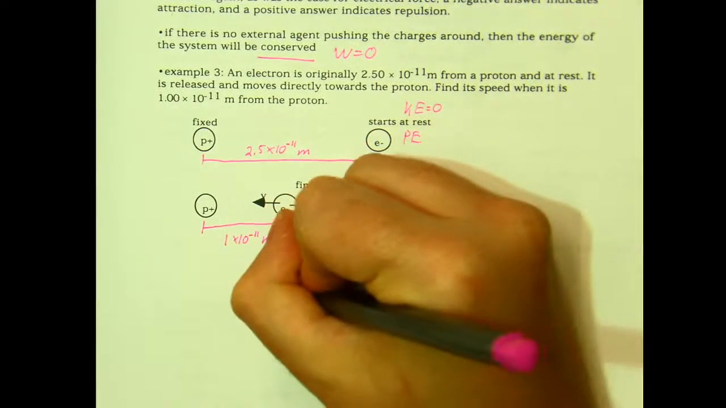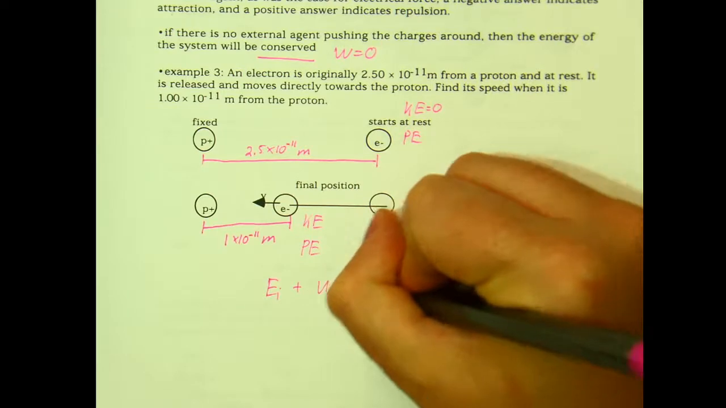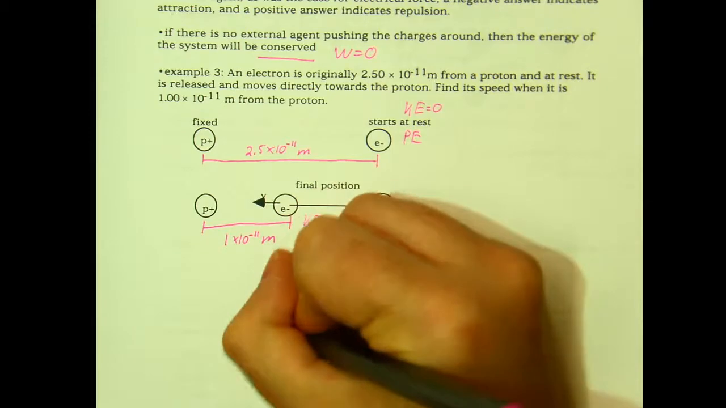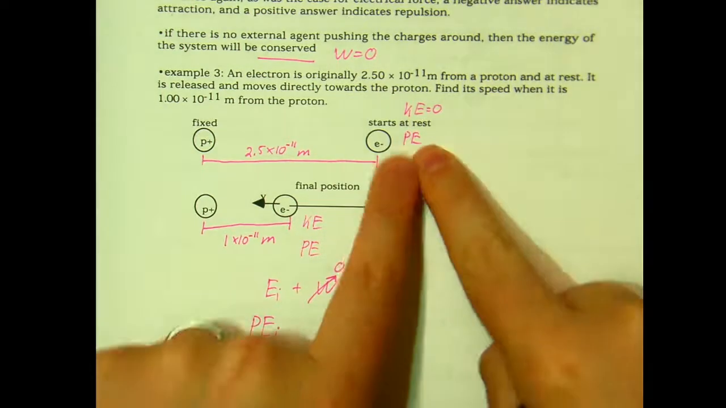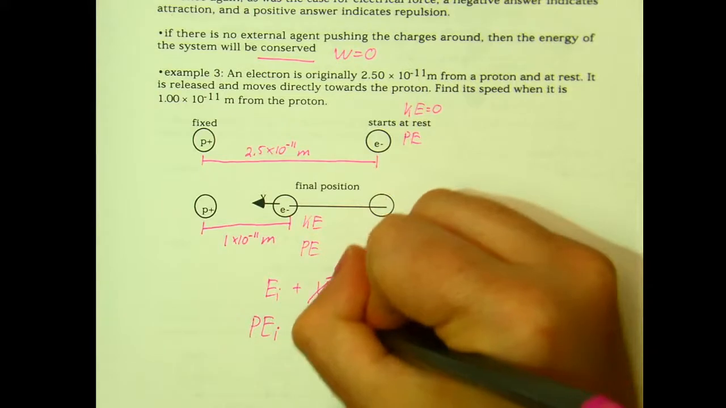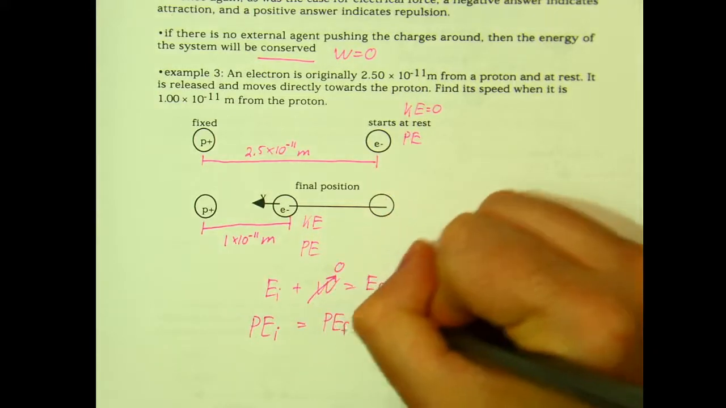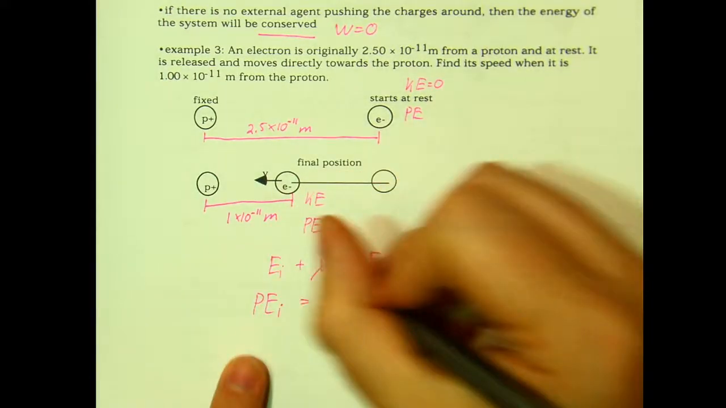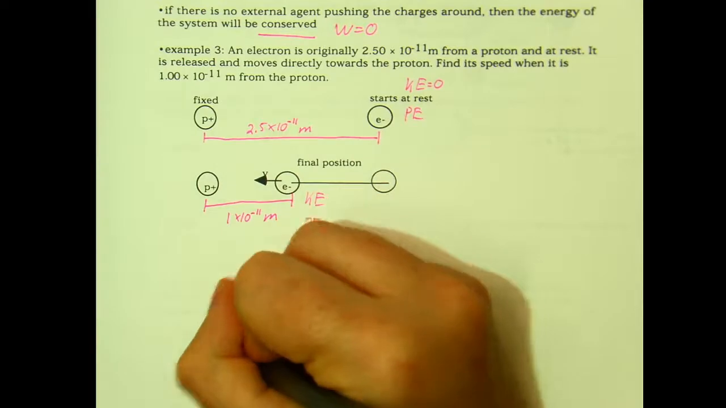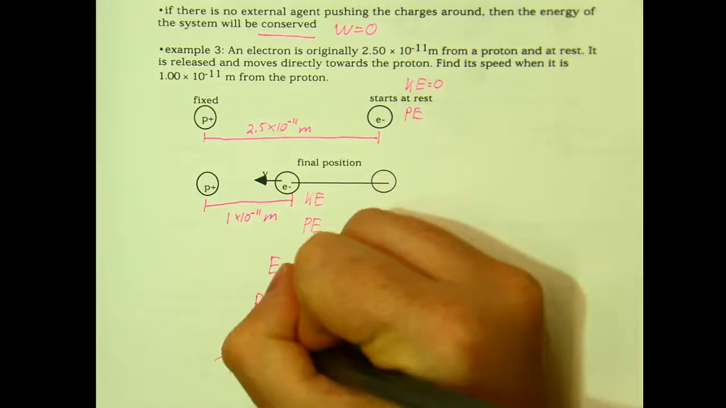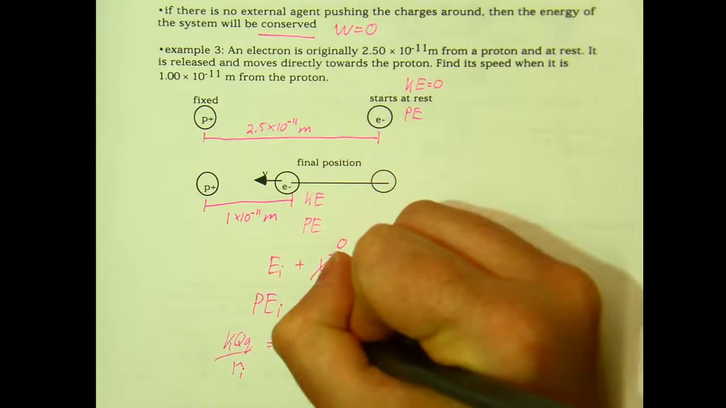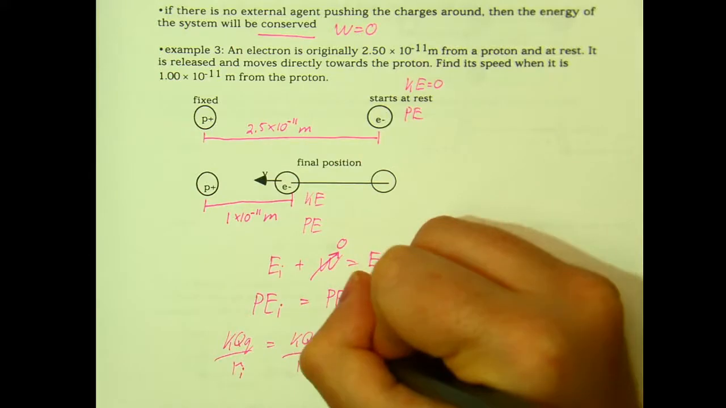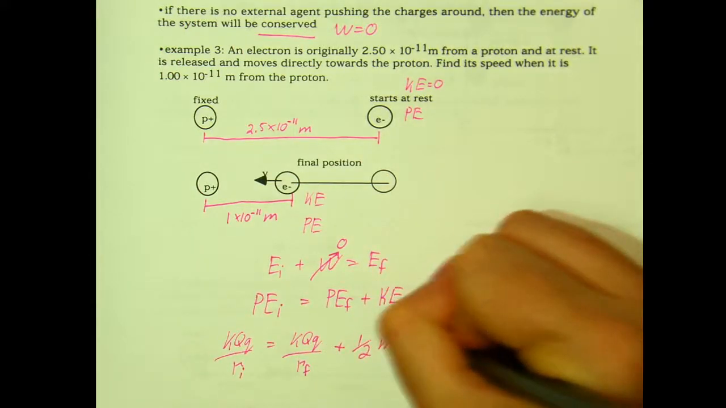We've got energy initial plus work equals energy final. Work is 0. Energy initial is potential energy, just potential energy, and that's going to equal a potential energy final plus a kinetic energy. So potential energy, again, this is electric, not gravitational, so it's going to be KQQ over R initial equals KQQ over R final. And we're going to add to that 1/2 mv squared.